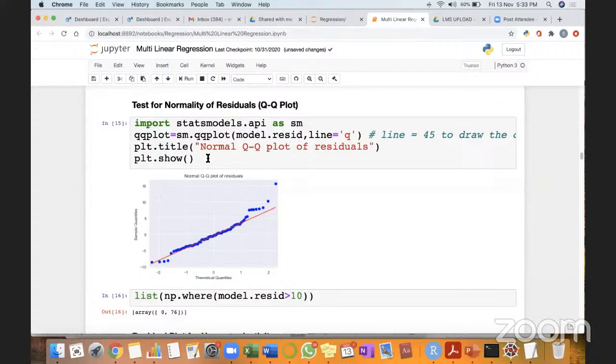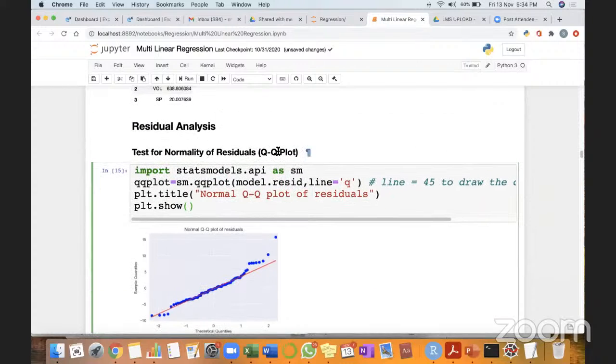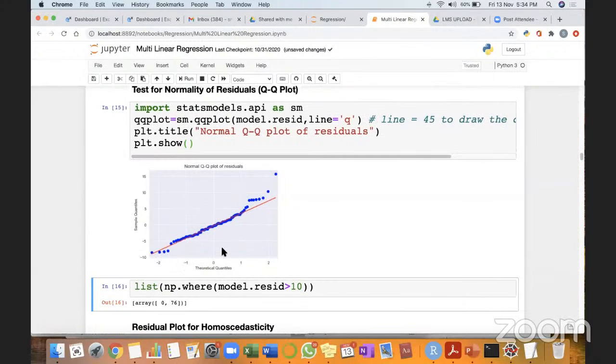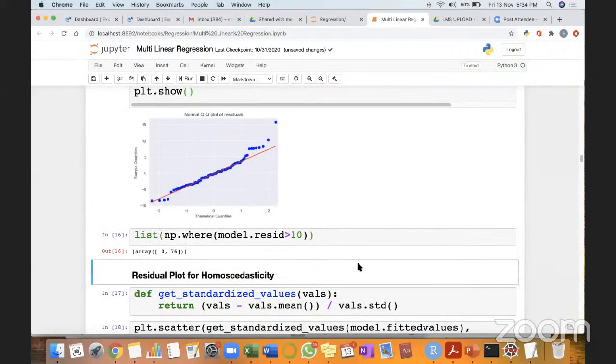Then test for normality. We are going to do the residual analysis or model validation techniques. The first one is the test for normality, wherein you can see all the data points. If the data points are exactly on the solid red line, then we can say the residuals follow a normal distribution. This one data point is violating very far away, and this is also one more data point. We can get the indexes of these data points, that means the row numbers of these data points. These are the indexes of those data points, 0 and 76.